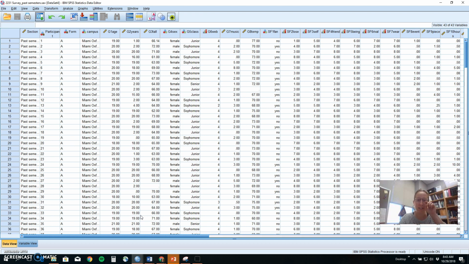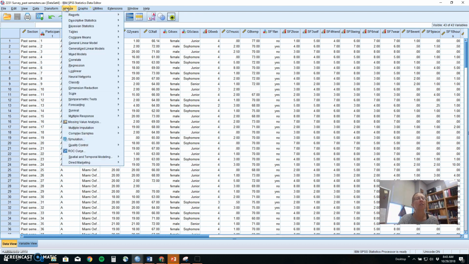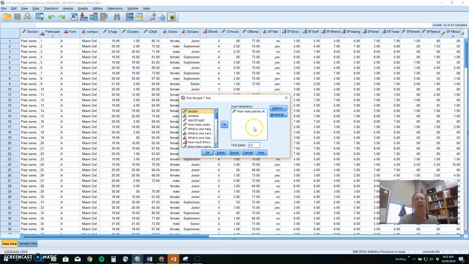Today we're looking at the class dataset for Psych 2231, Introduction to Statistics and Research Methods, otherwise called Design and Analysis 1 at Georgia Southern University. If we want to run a one sample t-test, comparing that sample to the population, we go to Analyze, Compare Means, and One Sample T Test. In here, we would put the variable that we're interested in. In this case, we're going to look at how many pieces of sports apparel people own, and we need to put in the population mean. That's what our test value would be.